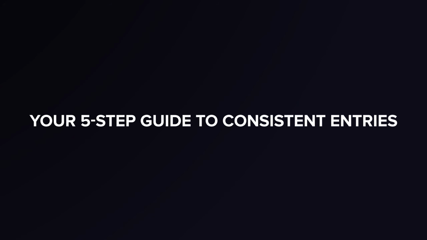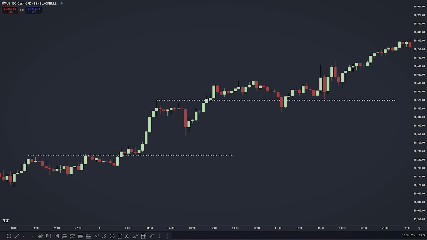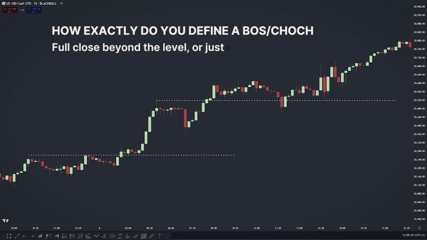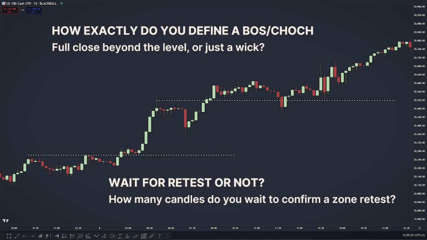Your framework should revolve around consistent steps and definitions. For instance, how exactly do you define a break of structure for your time frame? Is it a full close beyond the level or just a wick? How many candles do you wait to confirm a zone retest? You might require at least 2 consecutive closes beyond the swing high to call it a bullish break, for example. Or you might say a supply zone is only valid if price left it with a strong momentum candle. By clarifying these definitions, you reduce impulse decisions.